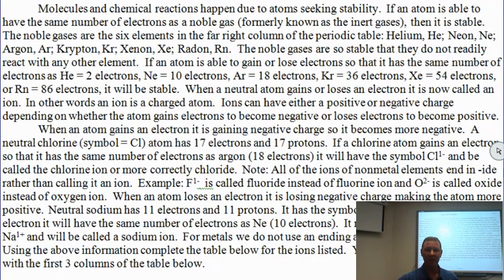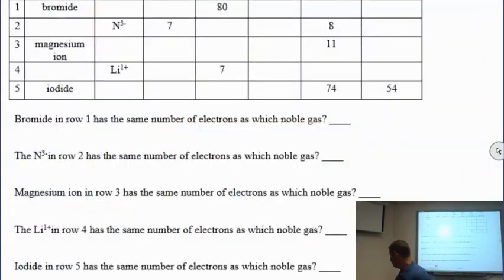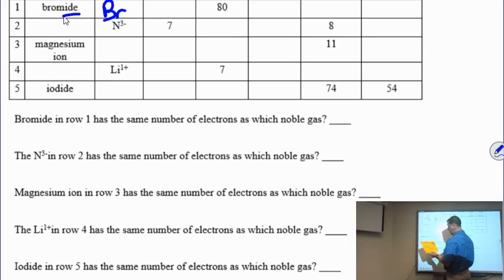Using the above information, complete the table below for the ions listed. You will need your periodic table. So here we go. So bromide, we find bromide, and that is element 35. So find element 35. It's over here on the right-hand side of your periodic table. So bromide, that's a nonmetal ion. So it's going to be Br. And it tells us the charge right in the box. If you look in the upper right-hand corner of each of the boxes, it tells us the charge, 1-.